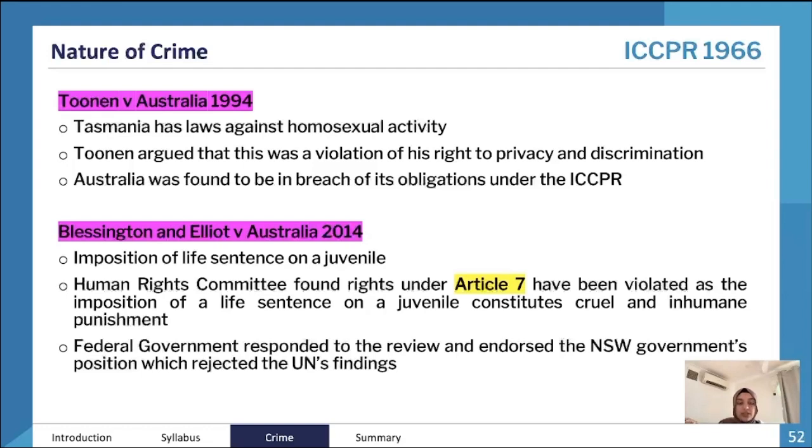There's an example. Another example, we have Blessington and Elliott v Australia. So, imposition of life sentence on a juvenile. Human Rights Committee found rights under Article 7 had been violated. And so the federal government responded to the review and endorsed the NSW position, which rejected UN's findings. Again, another example of state sovereignty.